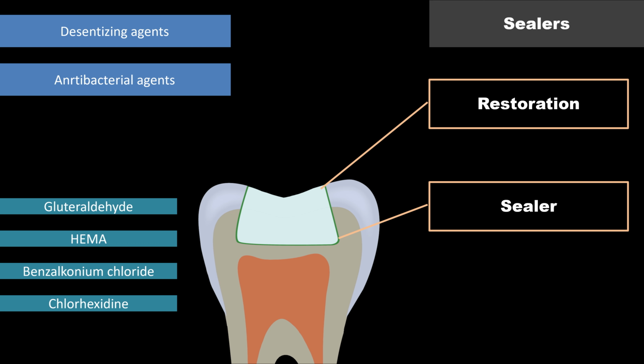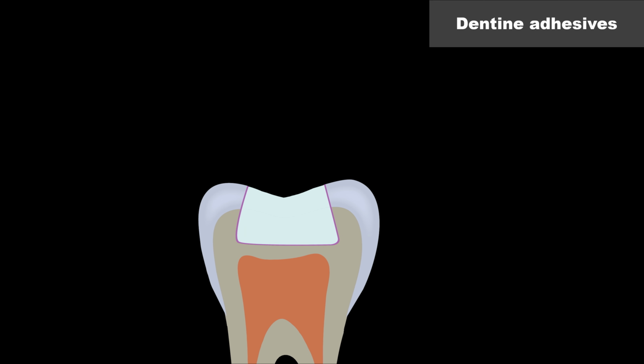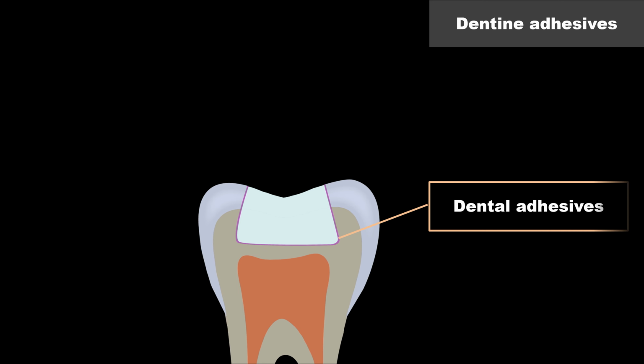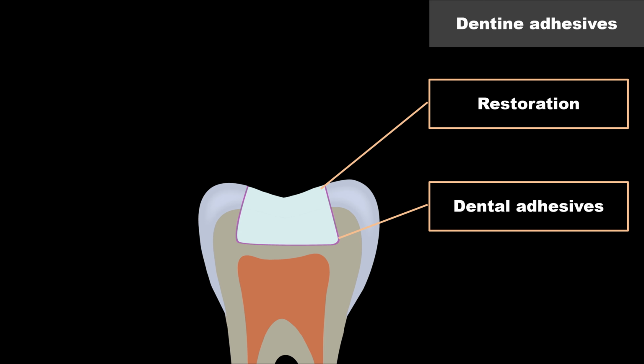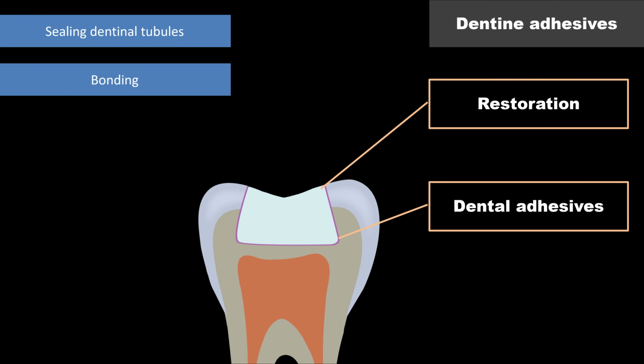Again, the sealers are applied for non-bonded restorations like dental amalgam. Sealers are not applied for bonded restorations, because for a bonded restoration like a composite, we can apply a dentine adhesive and then do the restoration. That also does the job of sealing the dentinal tubules, and it also provides a good bonding of the restoration with that of the tooth. All adhesives which are used for bonding composite restorations are dentine adhesives.